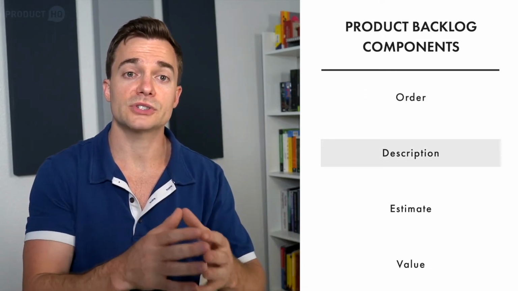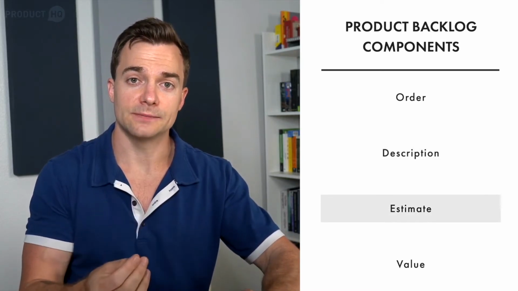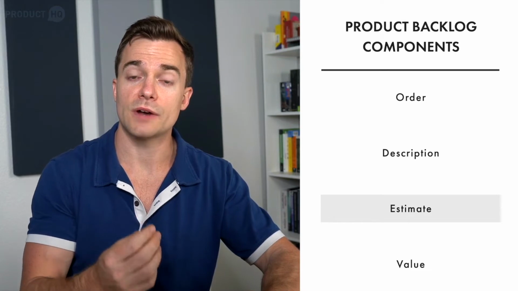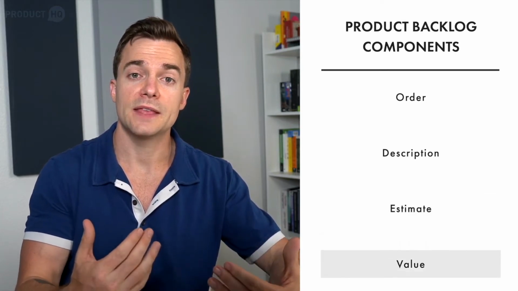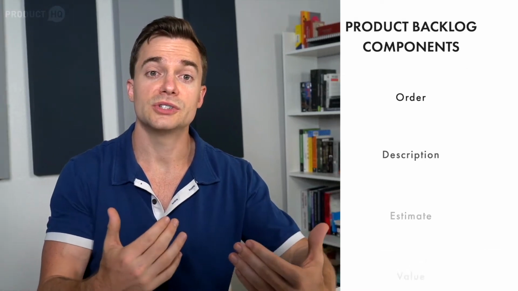The second category is the description, which briefly describes the issue and challenge. And third, we have the estimate. This looks at how much this requirement roughly costs to update. And the value is a short description of how valuable this change will be to the product.